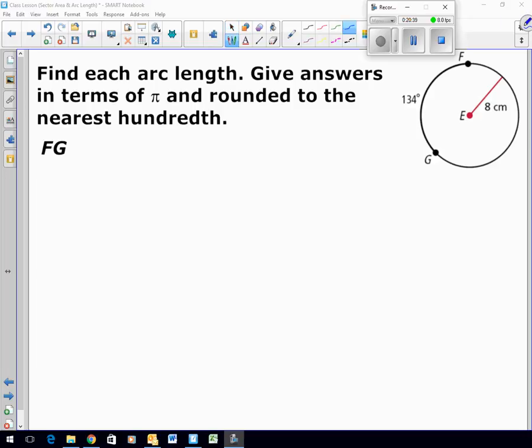Alyssa, what's my radius? 8? Katie, I'm trying to find arc length. Give me my formula, please. Which Katie? Bates. Arc length is 2 pi r, theta over 360.